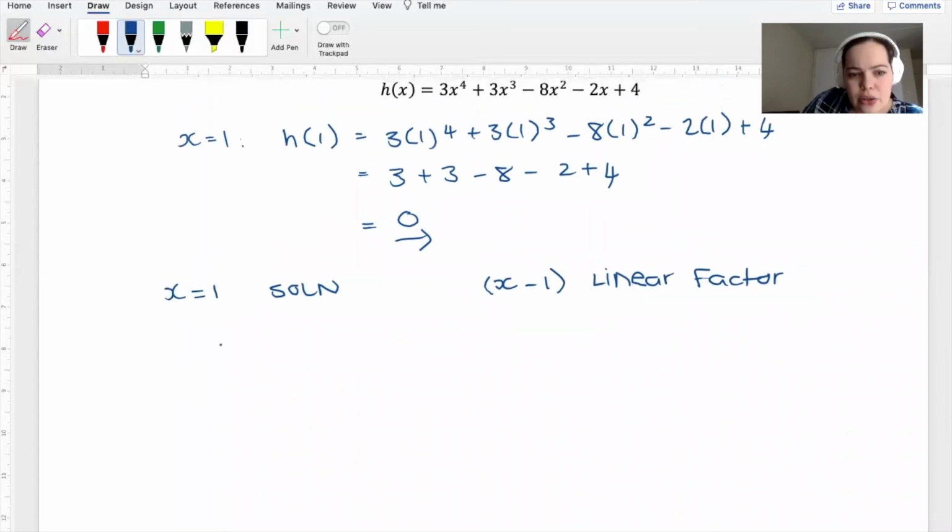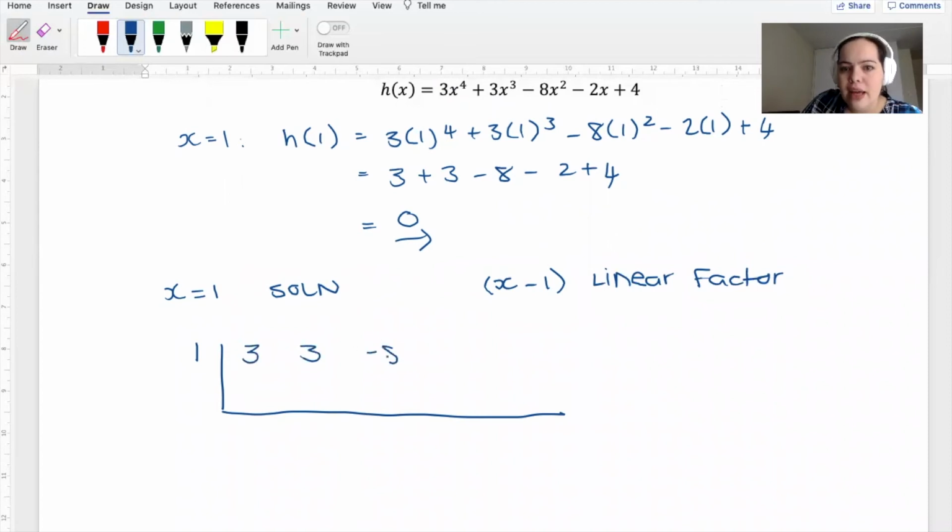All right, so I'm going to draw a nice long box here. I know my solution is 1. I have x to the 4, x to the 3, x squared, x, and a constant. So it is in descending order, and I'm not missing any of those. Let's write this: it's 3, 3, negative 8, negative 2, and 4. In case you missed it, this is the coefficient for x to the 4, this is the coefficient for x to the 3, x squared, x, and the constant, which in this case I'll just call e. Alrighty, so now we're going to follow the same exact process and let's see how it goes.